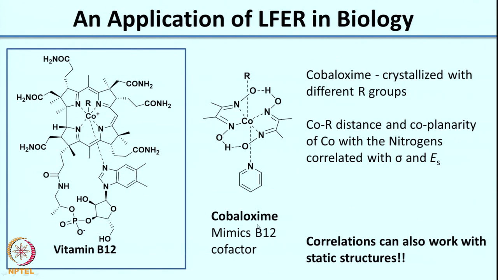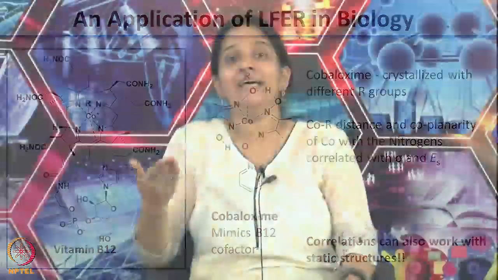And what is even more interesting is, so far we were talking about rate constants, right? We were seeing how you vary kX over kMe, but in this particular example, a correlation was seen using static images or photographs of these molecules. So, using static images also, you can draw a linear free energy relationship. So, this is an example of its utility in biology.